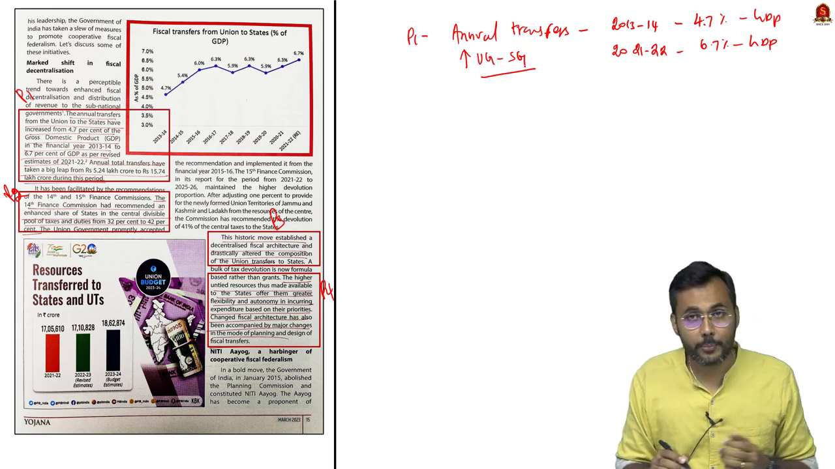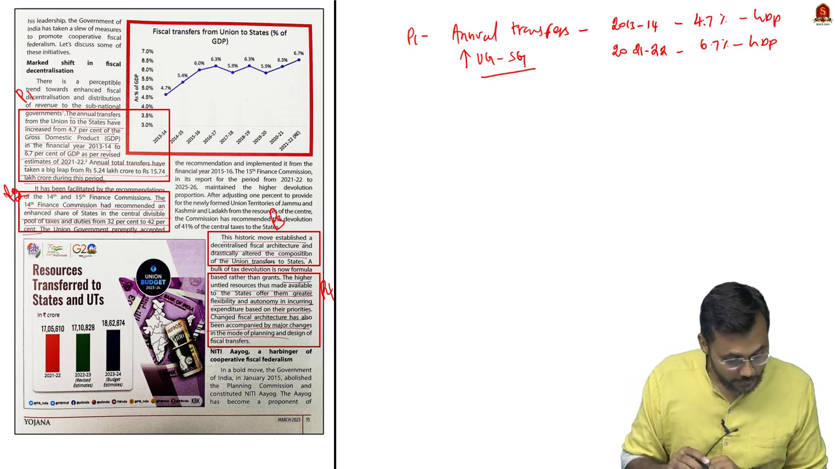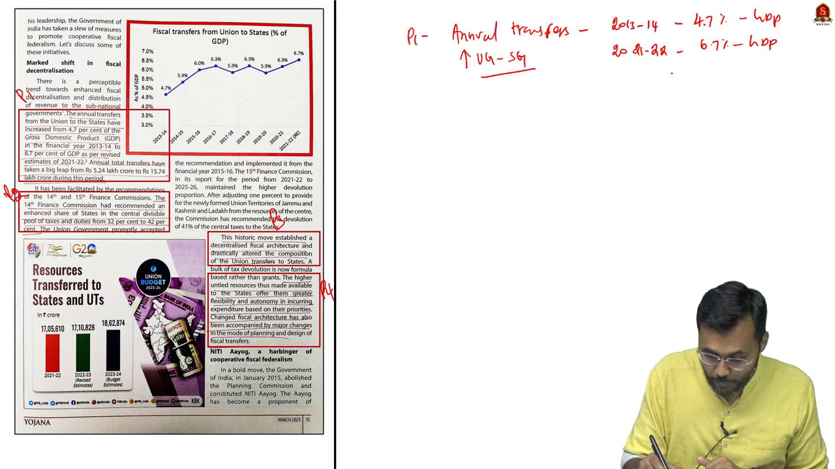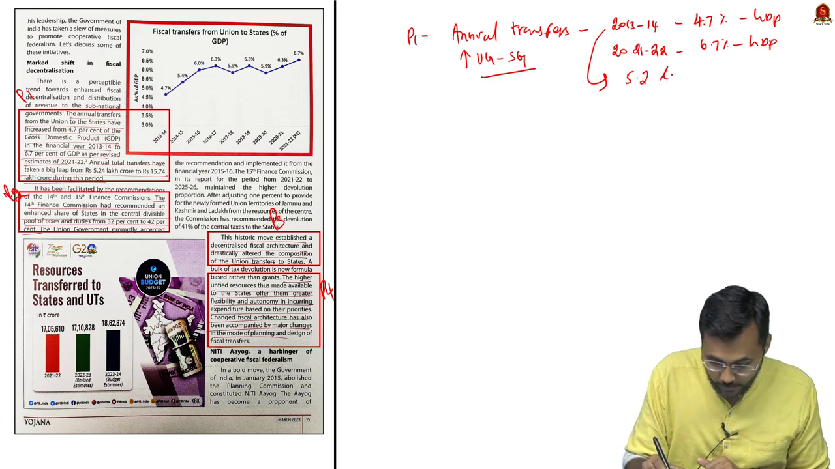This clearly shows the commitment to cooperative federalism. And total transfers, if you want to put that in economic terms, it's 5.2 lakh crore. Currently it is equivalent to 15 lakh crore.